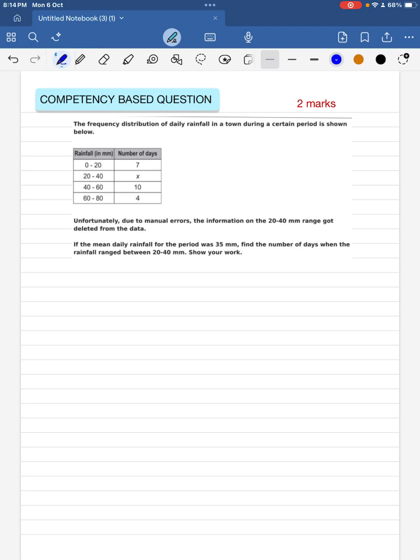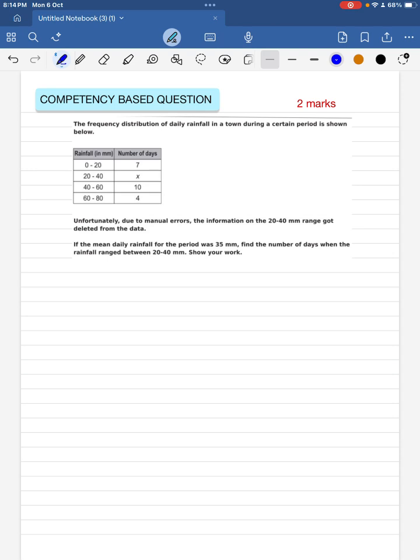In this video, I'll be doing a competency based question for 2 marks. Let's look at the question. The frequency distribution of daily rainfall in a town during a certain period is shown below. They've given you a table with the rainfall in millimeters and the number of days. Unfortunately, due to manual errors, the information on the 20 to 40 millimeter range got deleted from the data.